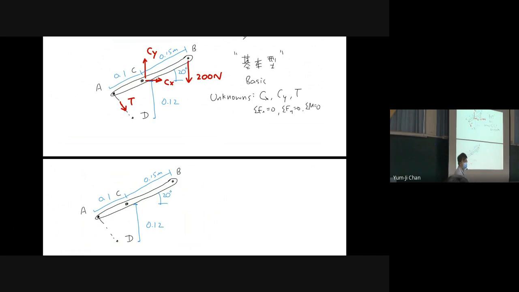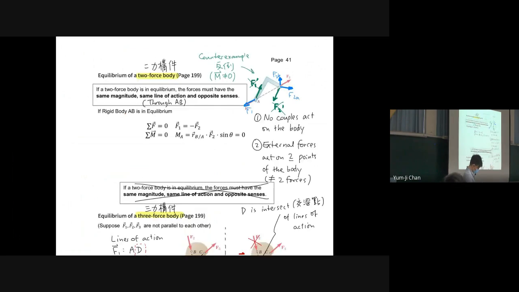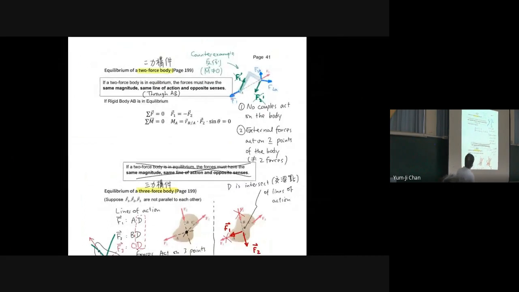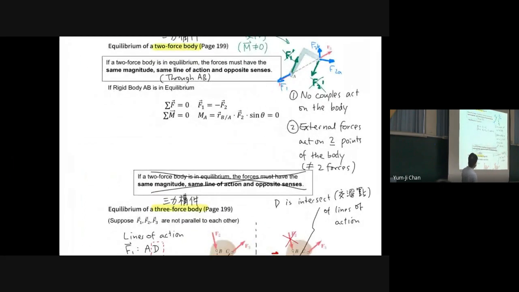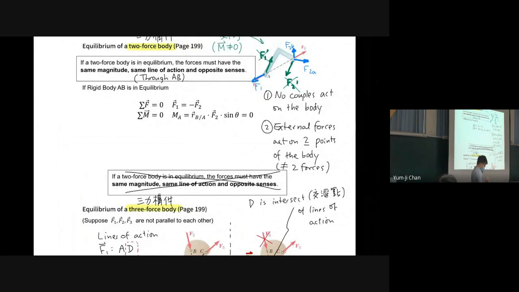We have learned about 2 force bodies and 3 force bodies. Let me go back to page 41. So we have 2 force bodies and 3 force bodies. A 2 force body means external forces act on 2 points of the body, and a 3 force body means external forces act on 3 points of the body.